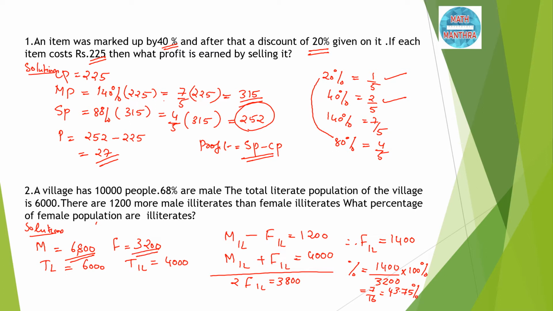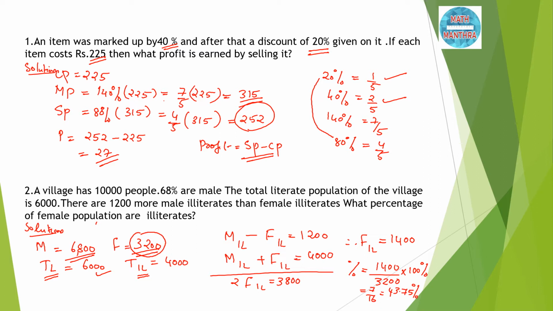So first find male population, female population, and also given in the question total literate population is 6,000. So total literate is 6,000 and from that we find out total illiterate population will be remaining 4,000. Now see the question. You are supposed to find out from the female population. We know total female population is 3,200. From that, how many illiterate females are there? That is to be found out. And then we have to go with the percentage.